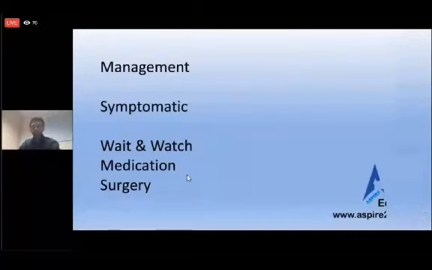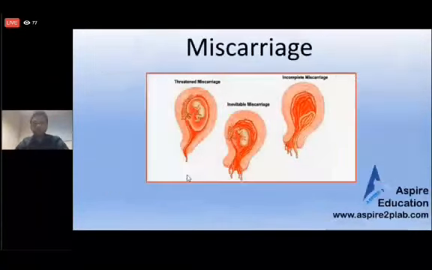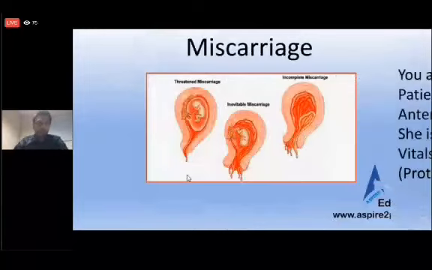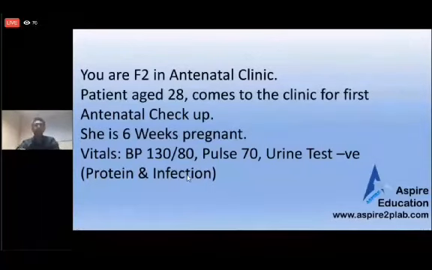Done. Now we have miscarriage. So as we just spoke, miscarriage is painless. So you are an F2 in antenatal clinic. Patient age 28 comes to the clinic for the first antenatal checkup. She is 6 weeks pregnant. Vitals, blood pressure 130/80, pulse 70, urine test negative, protein and infection.